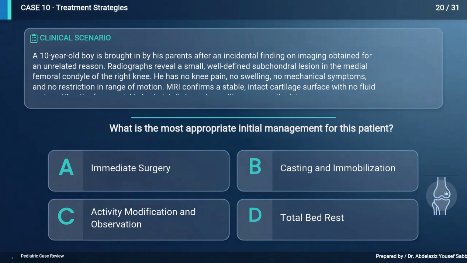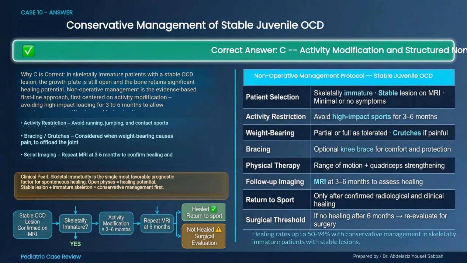What is the most appropriate initial management for this patient? Option A. Immediate surgery. Option B. Casting and immobilization. Option C. Activity modification and observation. Option D. Total bed rest. The correct answer is Option C. Activity modification and structured non-operative management.